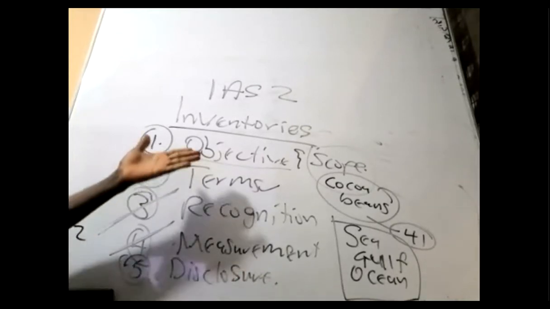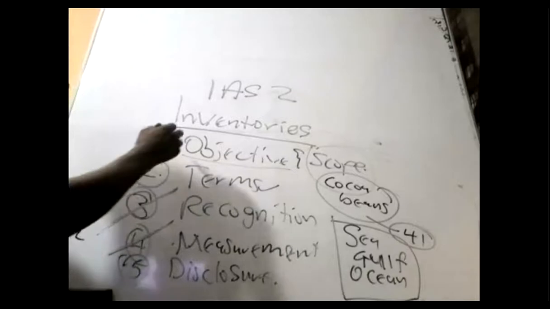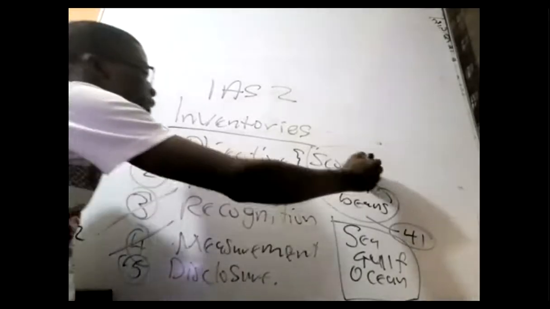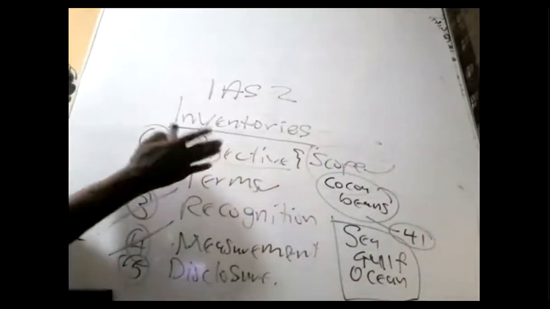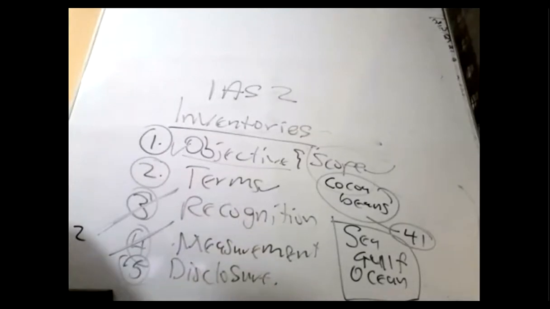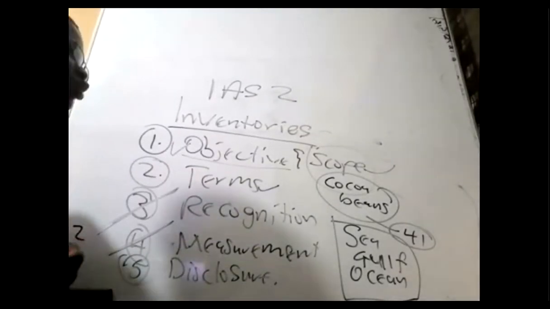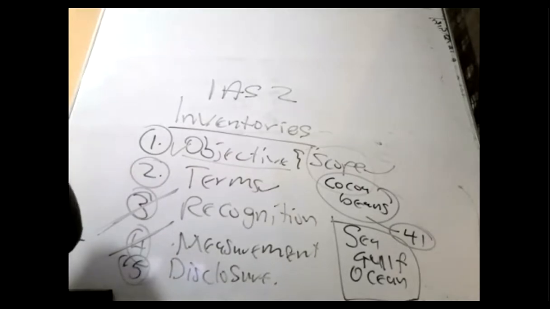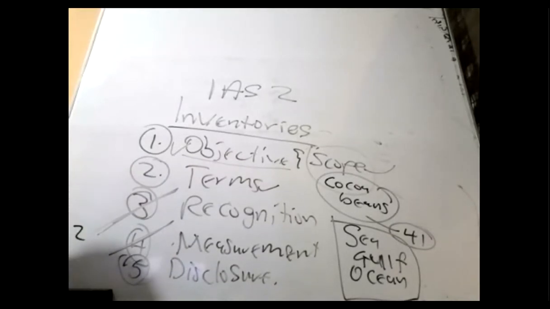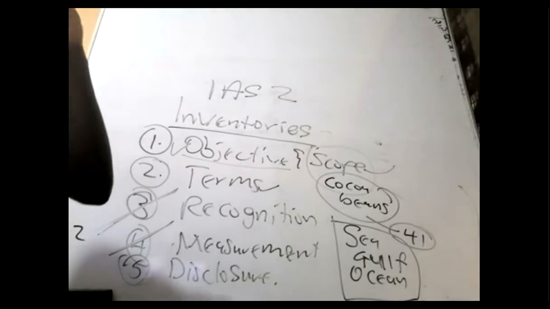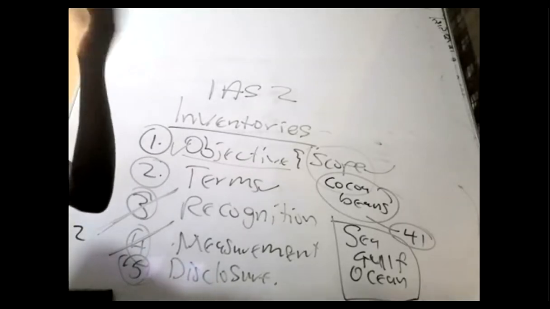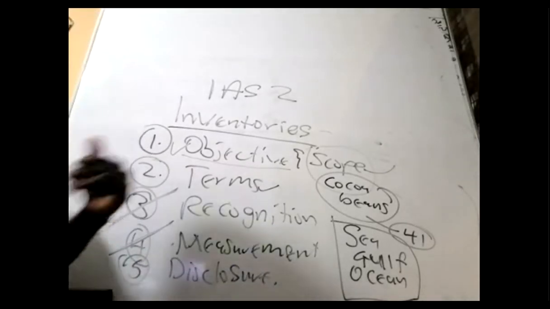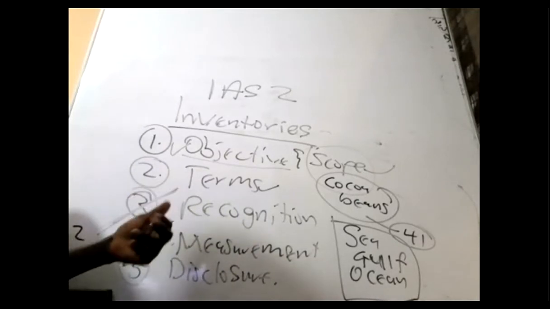We don't even ask questions on scope. Objective, no exam now asks you. Scope, no exam now asks you. Why? Because the answer is just one. You know the answer already. If I ask you what is the objective of IAS 44, and I tell you the name of that standard, even though it doesn't exist, you should be able to tell me the objective, because it's like a template. You just have to insert the name of that standard.